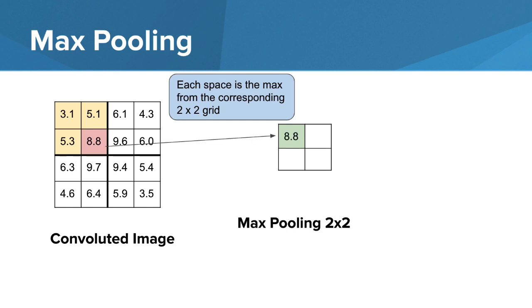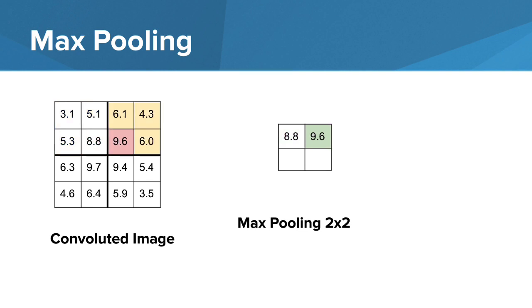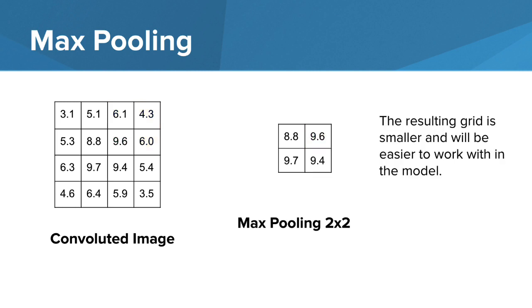So the maximum value in that top left grid is 8.8, and that gets moved over into our max pooling grid. The second one, 9.6, and so on. We can then complete the grid to look like this. Now notice that you've taken a 4x4 picture of Carol and reduced it to a 2x2 grid with 4 numbers. This will help make the model easier to work with, especially for larger images.